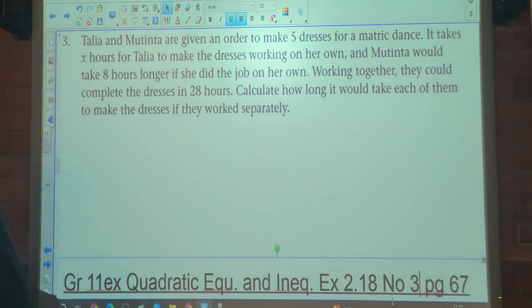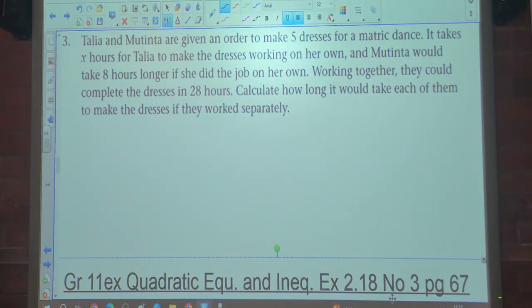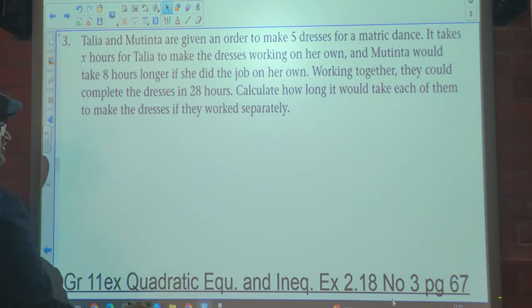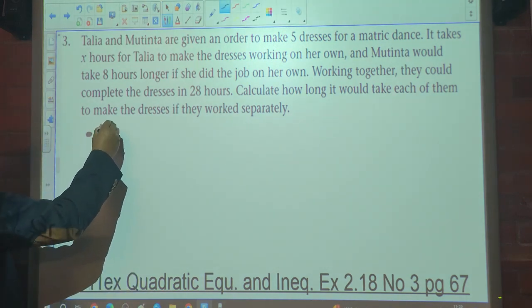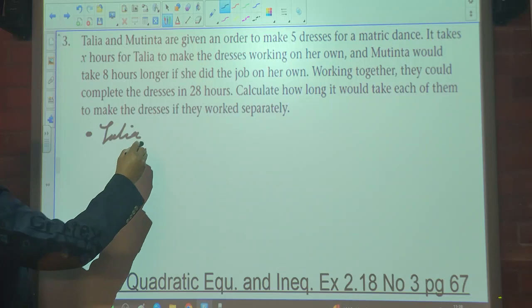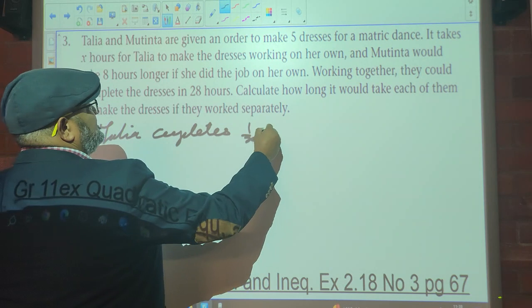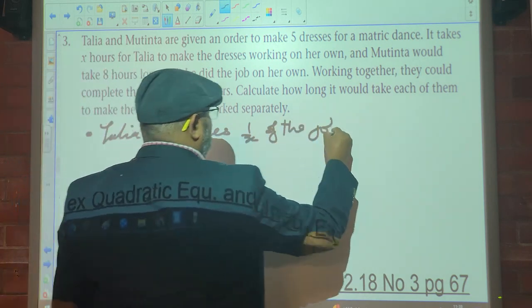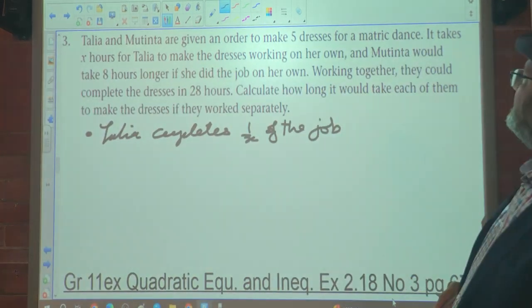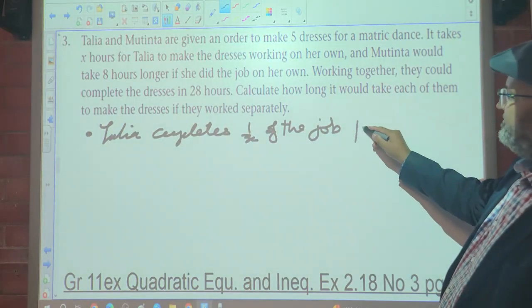Right, Talia and Mutinta were given an order to make 5 dresses for a matric dance. It takes X hours for Talia to make the dresses working on her own. So people, do I have to introduce the X here? No. They already introduced the X for us. Right. So that means Talia completes 1 over X of the job per hour.